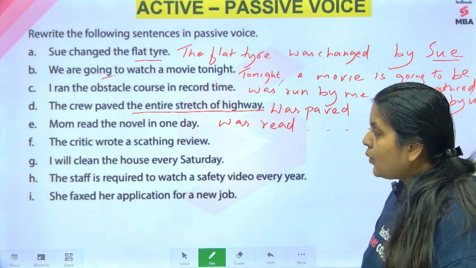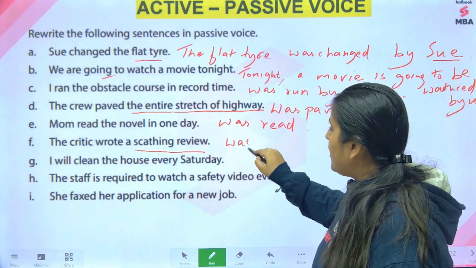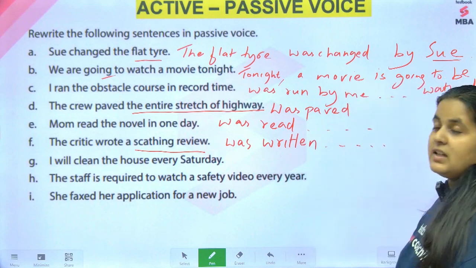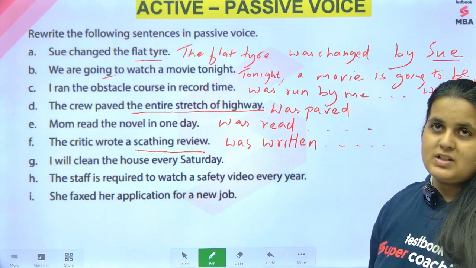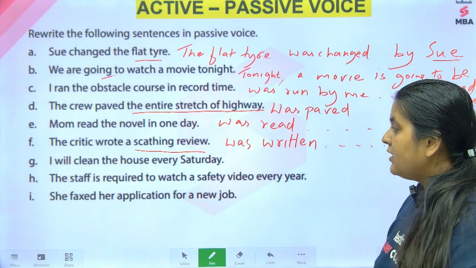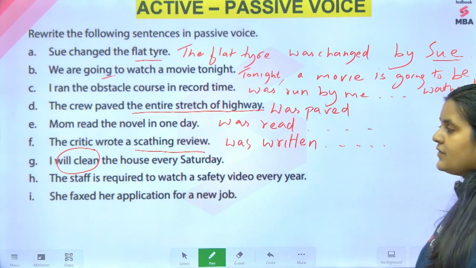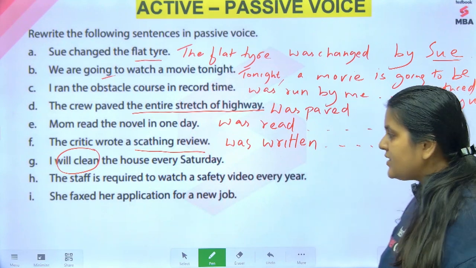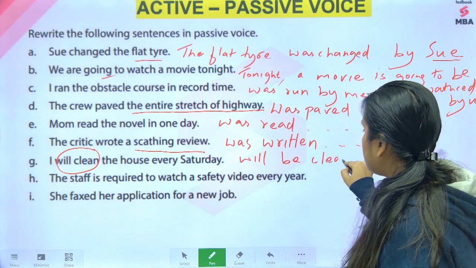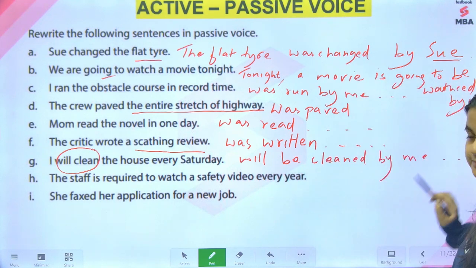The critic wrote a scathing review. Scathing means bitter. A scathing review was, wrote का past participle form क्या है? Written. A scathing review was written by the critic. ठीक है, सब simple past में थे तो was written, was read. I will clean, ये अब simple future में है. I will clean the house every Saturday. The house will be cleaned by me every Saturday.